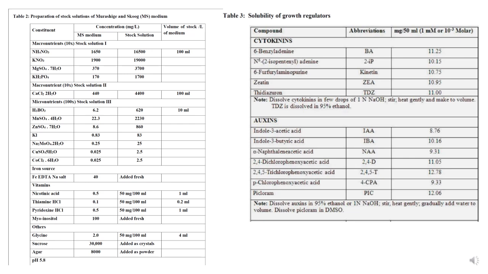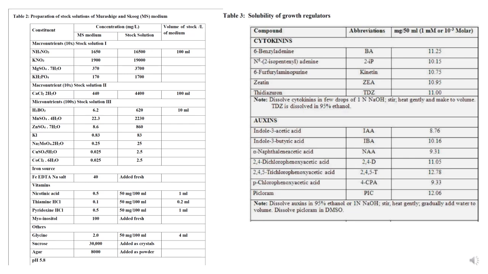So then you have micronutrient stock solution 3. As we have discussed, we make the micronutrient stock solution in the concentration of 10x, and from that 10x solution we will take 10 ml to fulfill the requirements for 1 liter solution of MS media. Then iron EDTA, we have discussed that it is added fresh.